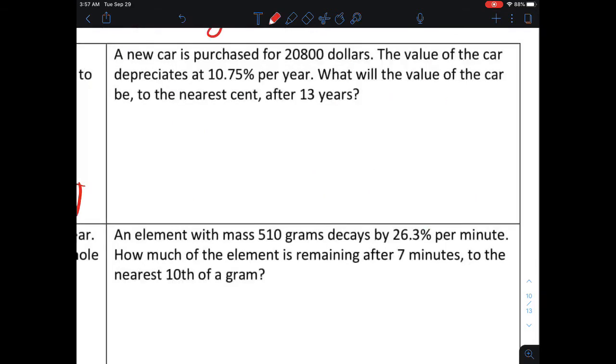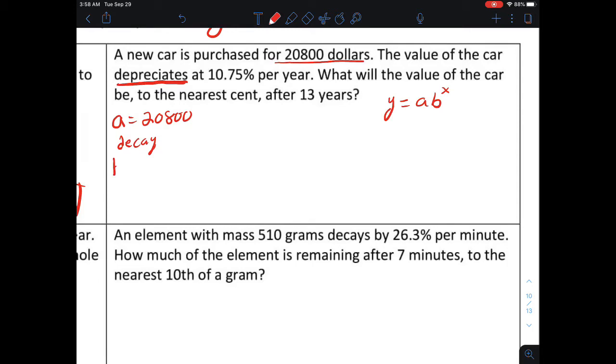Okay, another example here. So a car is purchased for $20,800. The value of the car depreciates at a rate of 10.75% per year. What will the value of the car be to the nearest cent after 13 years? Well, this is going to be an exponential problem. Y equals a times b to the x power. The word depreciates means that it's going to be decay. Now, I got a little ahead of myself there. I need to find the initial value, A. The initial value is going to be what the person paid for the car. So $20,800. Since it uses the word depreciates, this is going to be a decay function. Our value is going to be getting smaller over time.